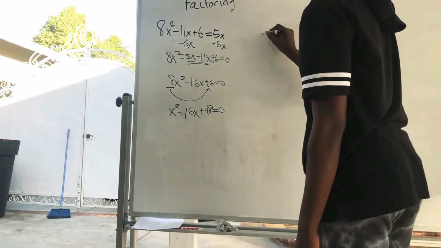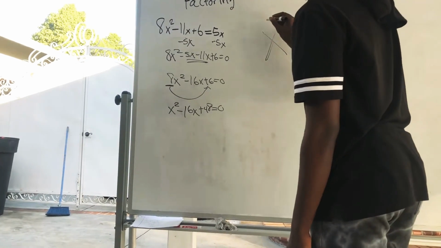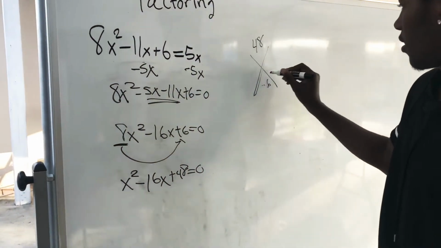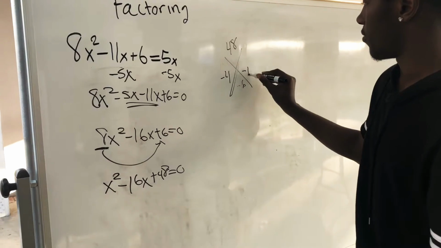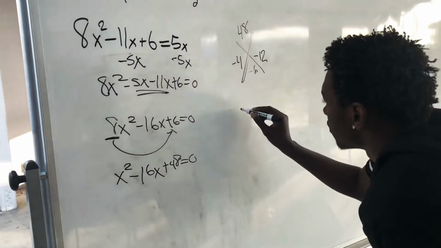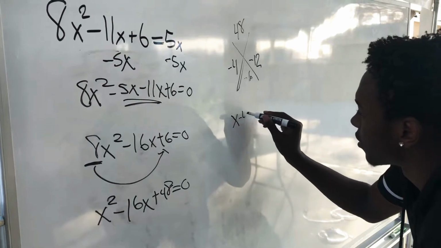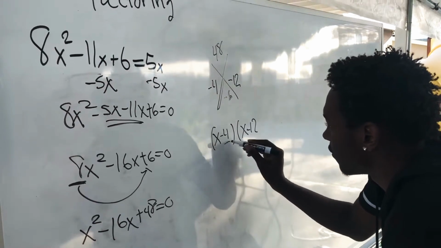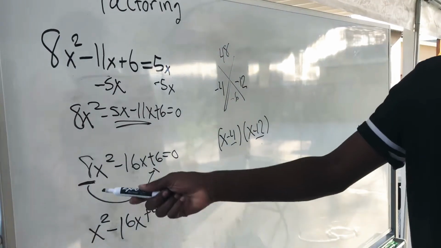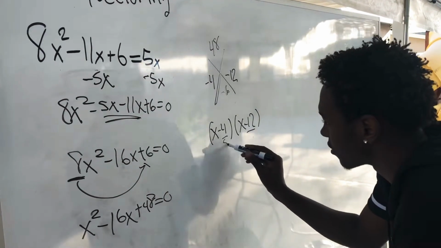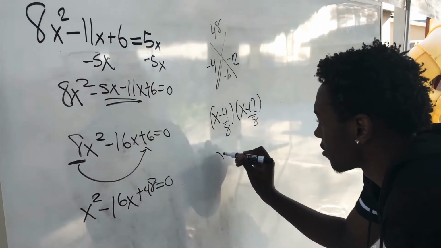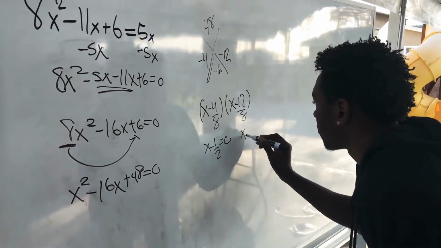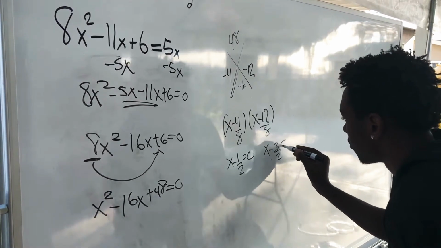Then you want to use the x method. You're going to get 48 at the top, negative 16, and it's going to be negative 4 and negative 12. So then x minus 4 and x minus 12. You're going to divide by 8 because you got rid of the 8 over here, so you have to bring it back on this side. So you're going to get x minus 1/2 equal to 0 and x minus 3 over 2 equal to 0.